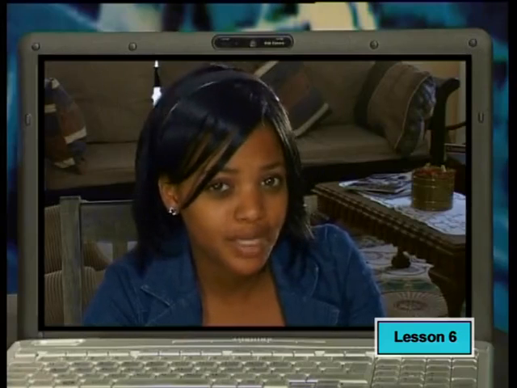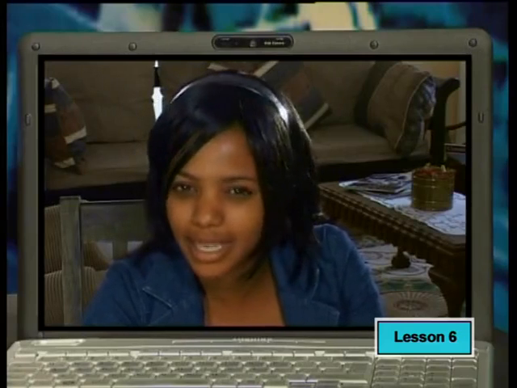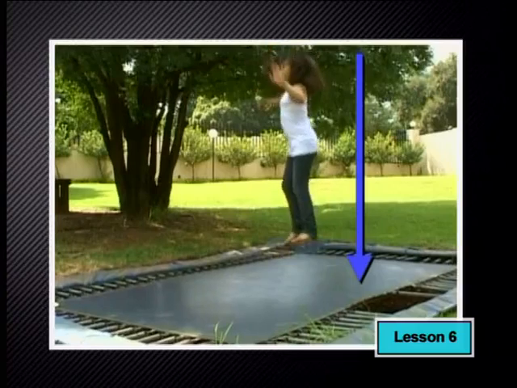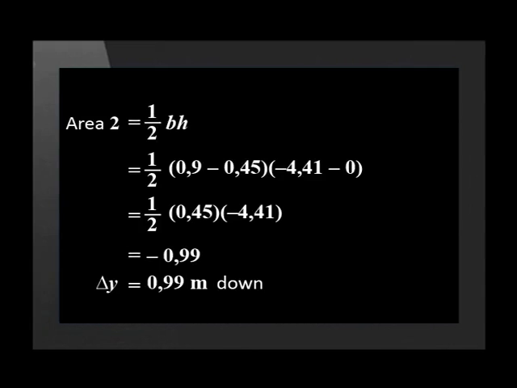Throughout this lesson, we have assumed that up is the positive direction. If we get a negative answer, what does this mean? I hope you all got the correct answer. Let's see what Nombulelo thinks. If up is positive, then down must be negative. Good answer, Nombulelo. Not so difficult after all. When we get a negative answer, it simply means that the child was moving down. The displacement of the child from the top of her motion is 0,99 meters down.